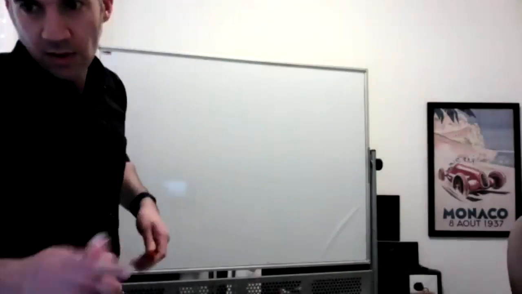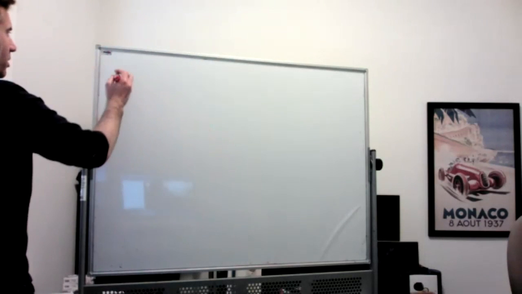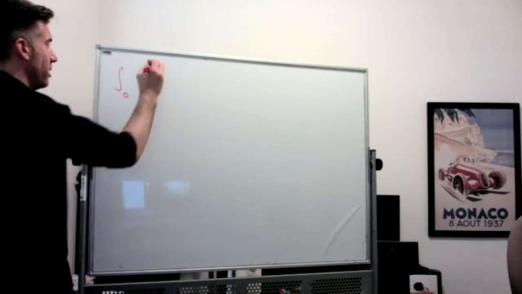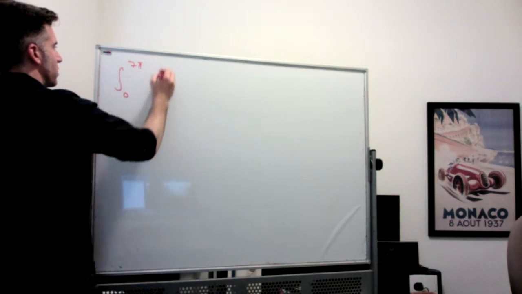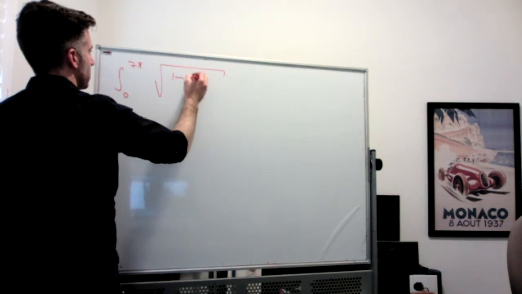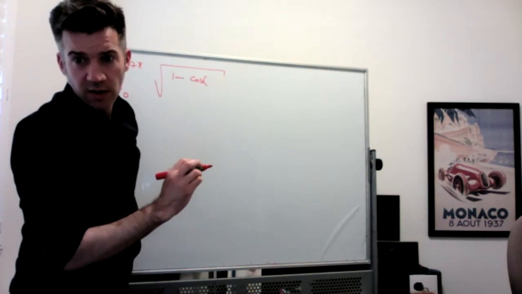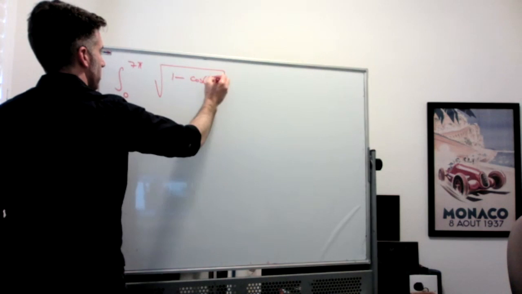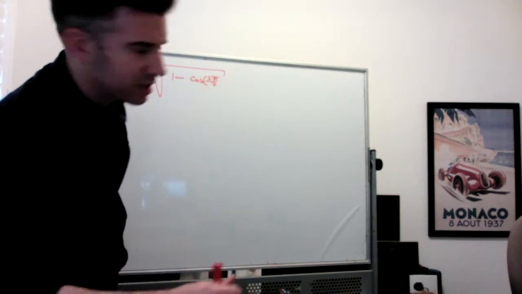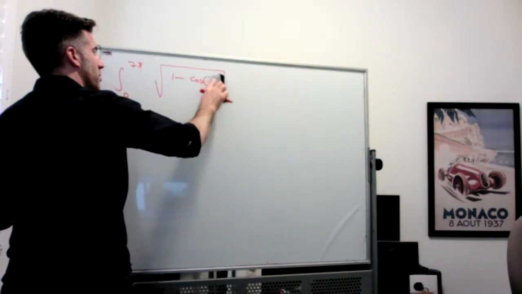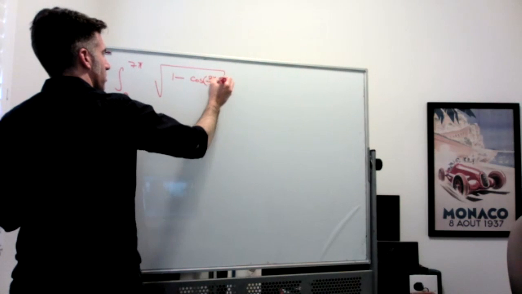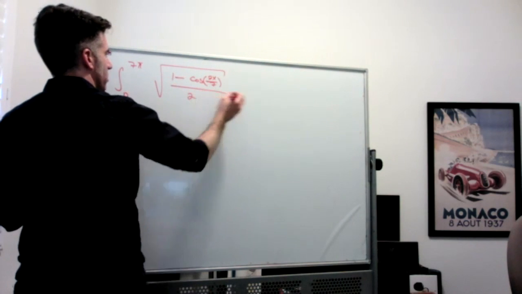This is straight from the homework, or at least from my homework. The integral from 0 to 7 pi of the square root of 1 minus cosine of 2x over 7, not 2 pi over 7, sorry, over 2.